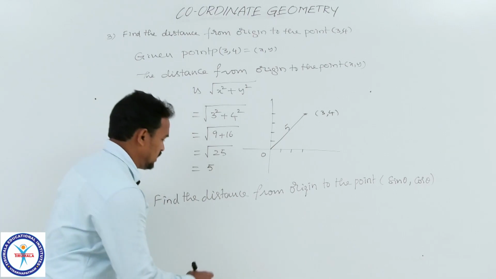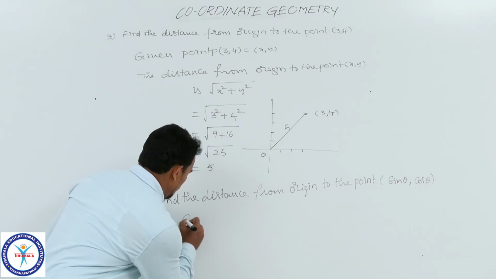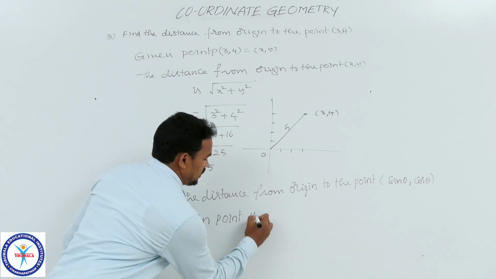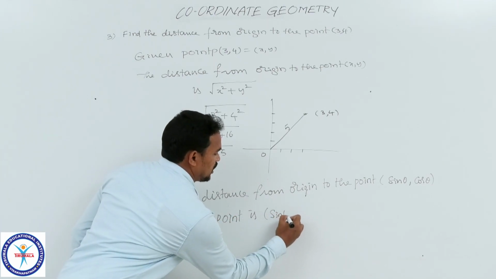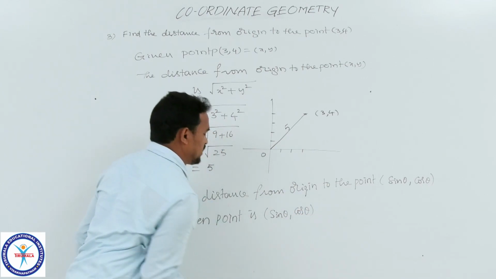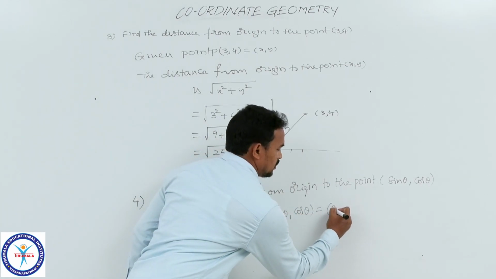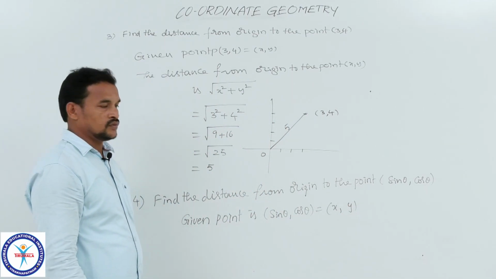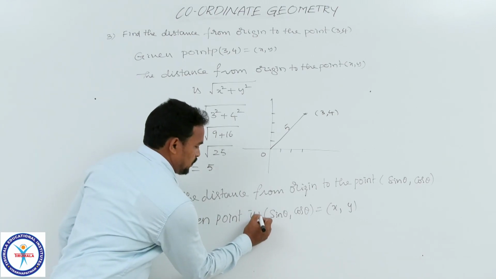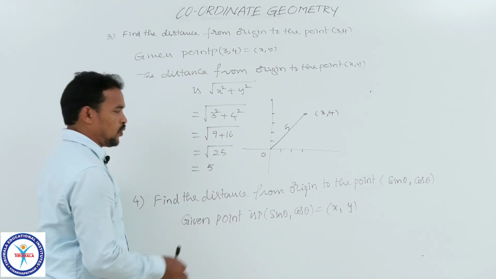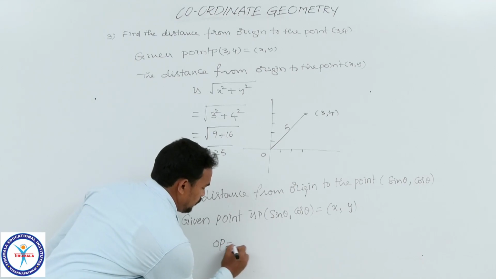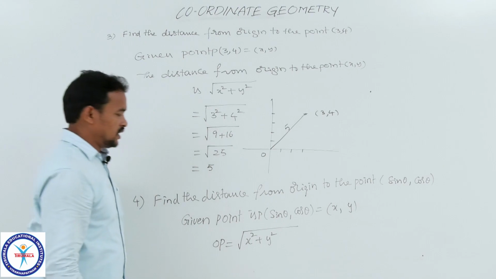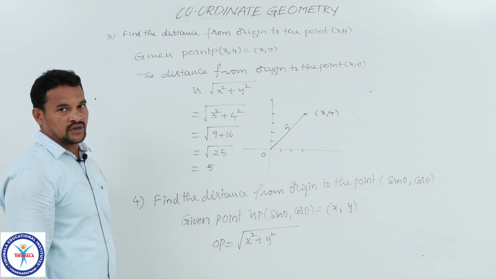Your given point is sin theta comma cos theta. When it is compared with x, y, your x value is sin theta, y value is cos theta. If it is P, the distance from origin to the point P is OP. Your OP is nothing but root over x square plus y square. Here x value is sin theta, y value is cos theta.